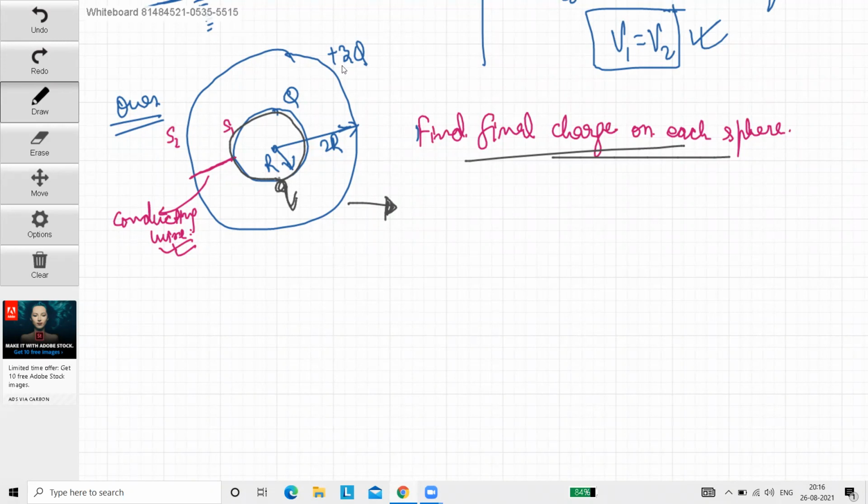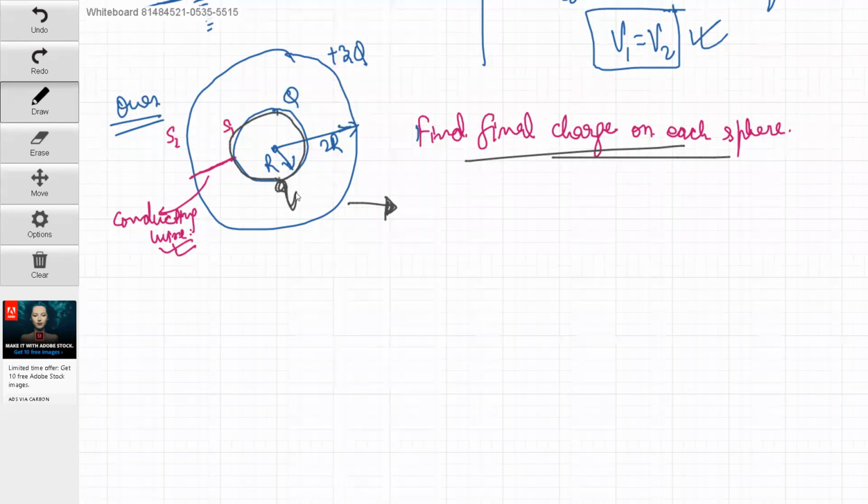Okay, student. Yeah. So here the charge is a small q. So initially, basically, total charge on both spheres, if you calculate, is equal to 4Q. Isn't it? So total charge remains conserved, isn't it? So if the charge on the inner surface is a small q, the charge on the outer surface will be equal to 4Q minus q.